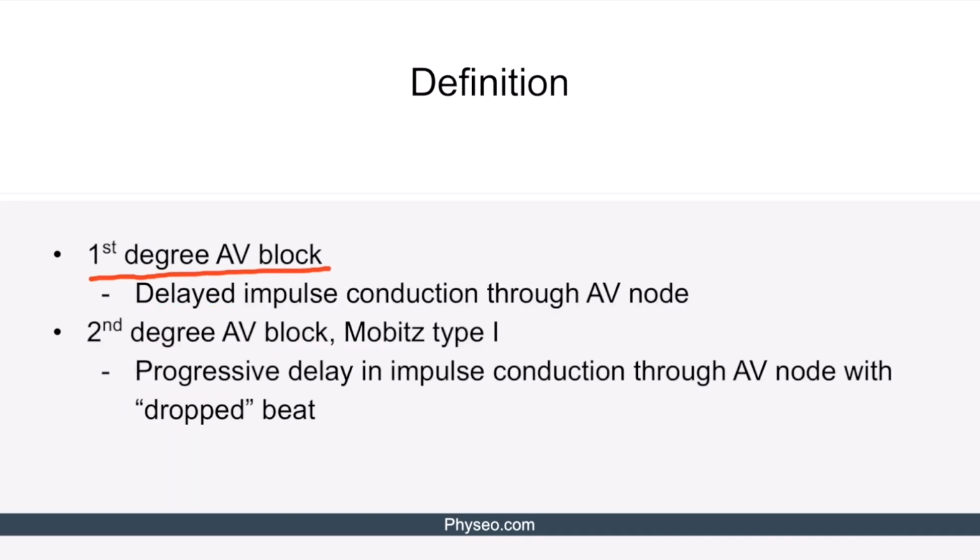First-degree AV block is characterized by delayed impulse conduction through the AV node. In contrast, the second-degree AV block, Mobitz type I, also known as Wenckebach, represents the progressive delay in impulse conduction through the AV node with a dropped beat. In other words, these two diseases typically arise at the level of the AV node.